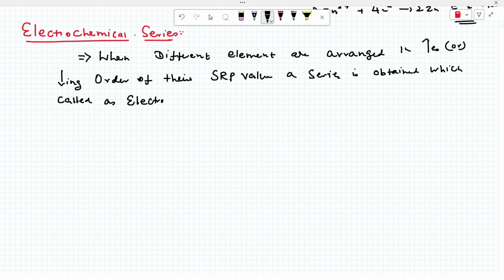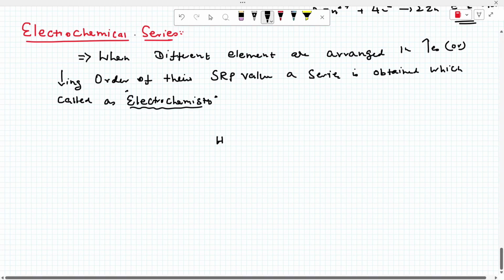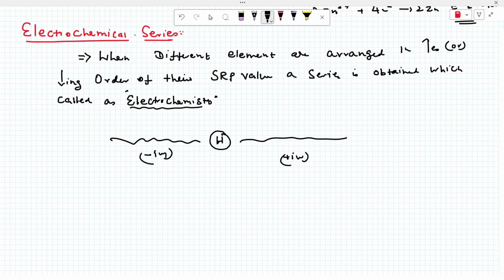They arrange by SRP, and the series name is the electrochemical series. In this, which value is 0? Hydrogen, SHE. Let us assume this is hydrogen. This side has all positive values, and this side has all negative values. If I take a species with negative SRP, such as hydrogen, can it act as cathode or anode?